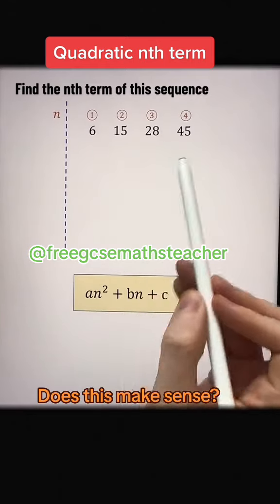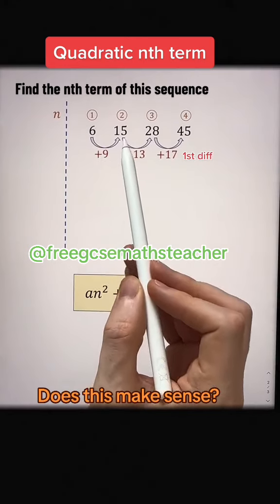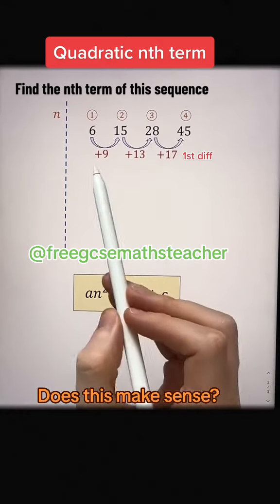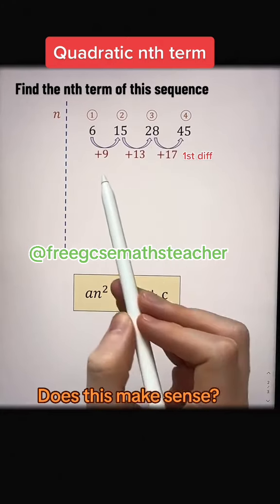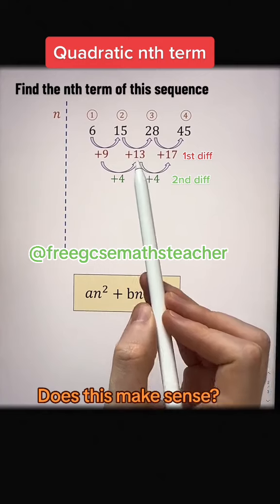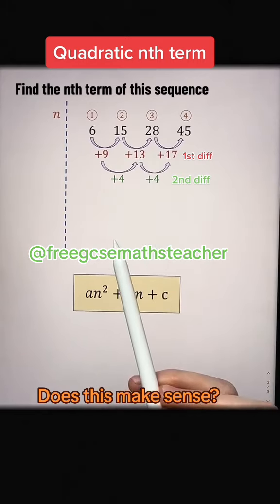We're now going to work out our first difference between our terms. In this case, from 6 to 15, it's 9, 15 to 28, it's 13, and 28 to 45, it's 17. As the first difference is never going to be the same, we now work out our second difference. I.e., how do we get from 9 to 13? It's 4. How do we get from 13 to 17? It's also 4. Our second difference will always be consistent.